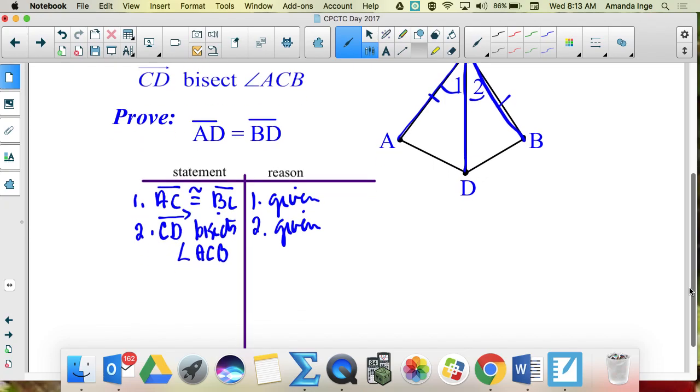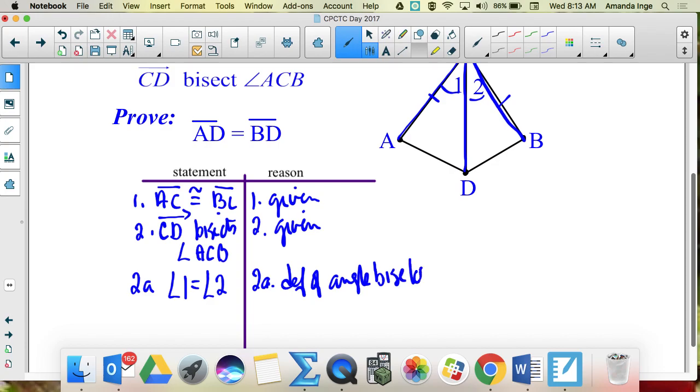And they skipped that. So we're going to make this 2A. They said angle 1 was congruent to angle 2. And this would be definition of angle bisector. Then they said CD is congruent to CD, and the reason for that would be reflexive.